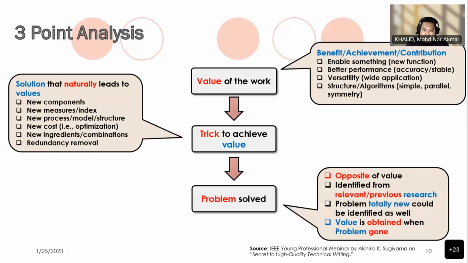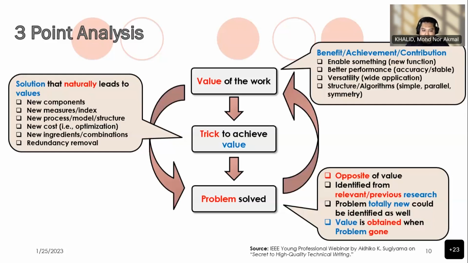So you need to identify this, and all of this kind of work is in a spiral form, meaning that if, let's say, you solve a certain problem, you can identify a new problem, and that new problem can lead to a new value of your work. For example, maybe a continuation of your later work.